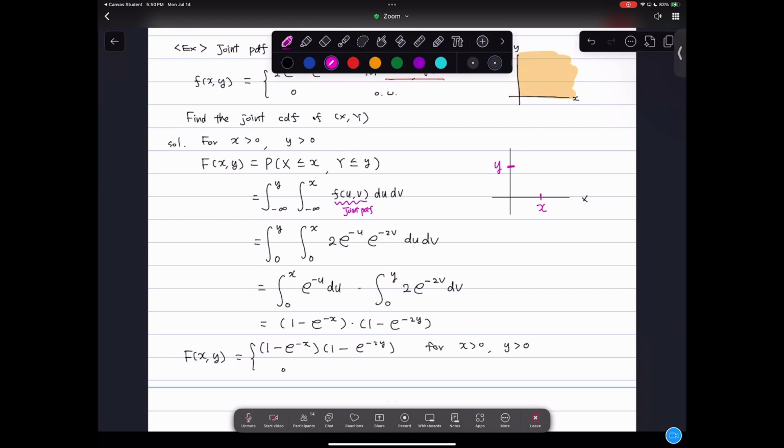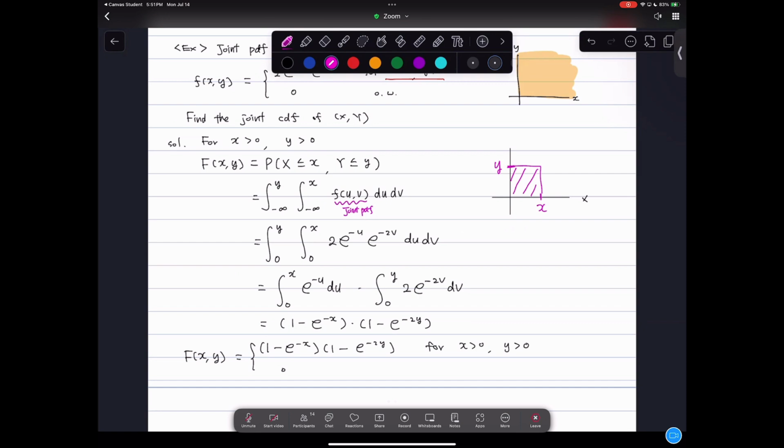And we are trying to figure out the probability of x is less than or equal to this number, and y is less than or equal to that number. So we are actually trying to get the volume of this joint PDF over that region. So that's what I can say, the joint PDF to joint CDF. Are we good so far?